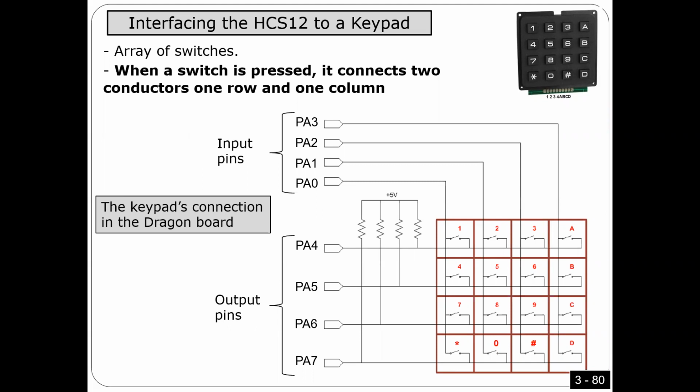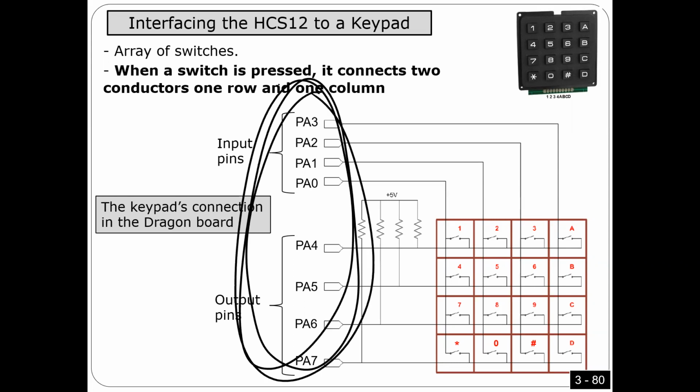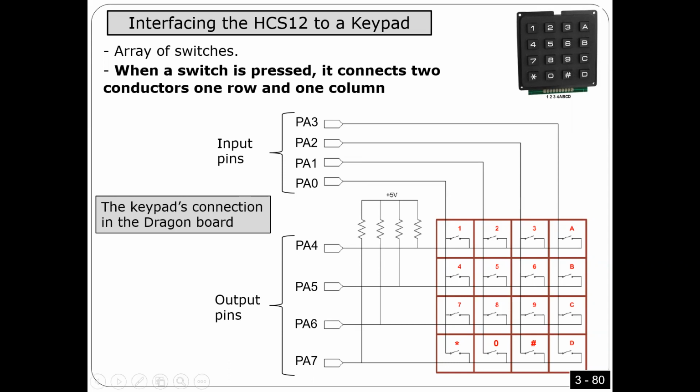Number one, I'm going to teach how the keypad is connected and how it works. It is connected to port A. Port A has 8 pins, and we're going to use all of them: A0, 1, 2, 3, 4, 5, 6, 7. So I'm going to use the whole port A, all 8 pins, to connect the keypad.